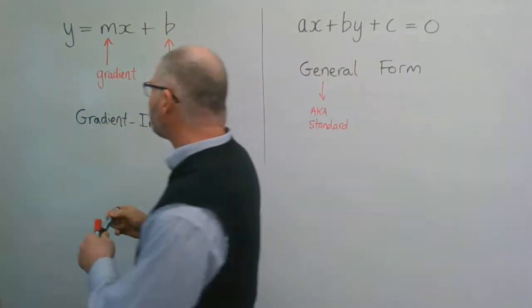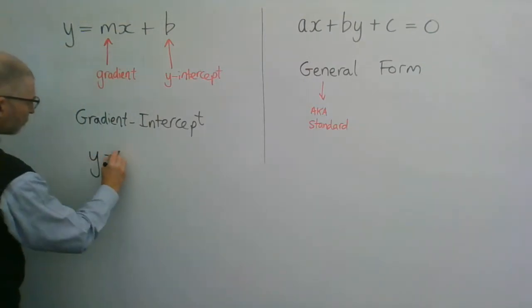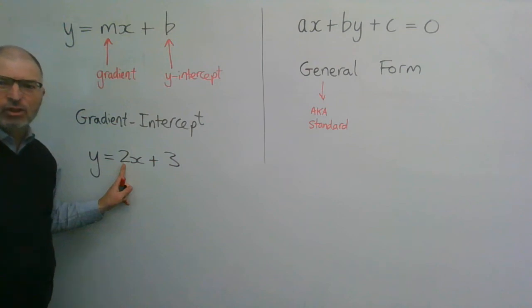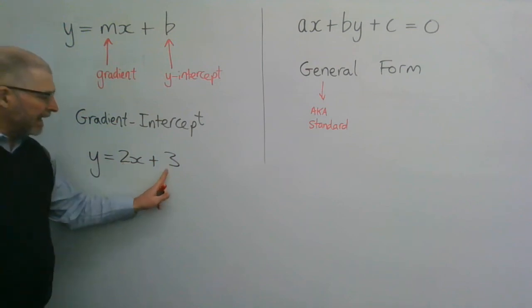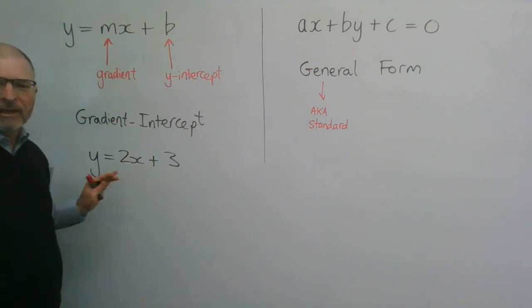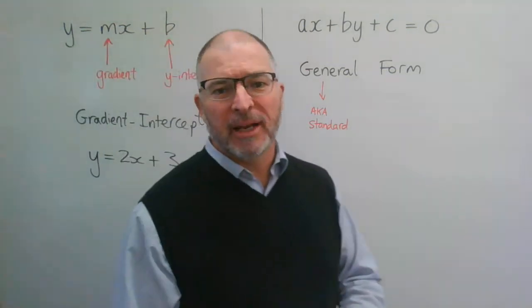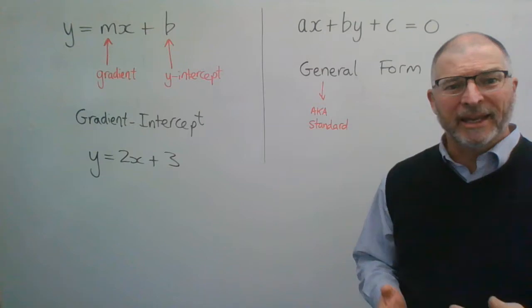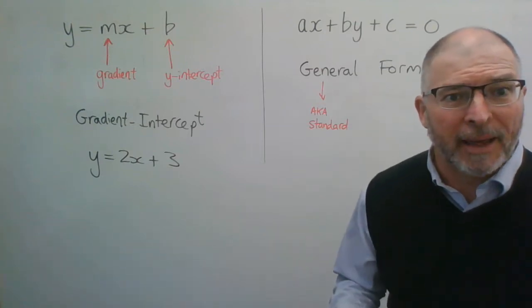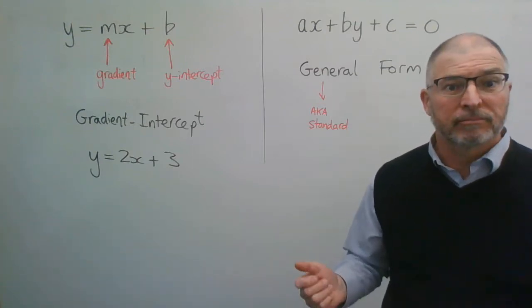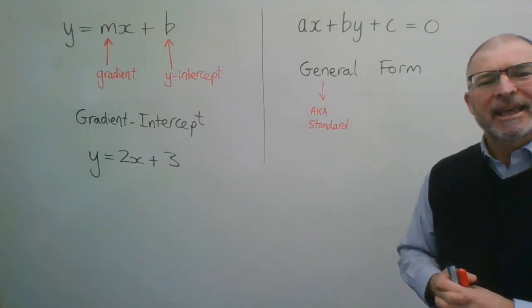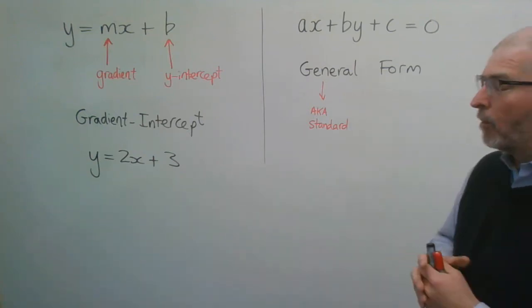For example, if you have y equals 2x plus 3, the gradient is 2, and it cuts through the y-axis at 3. So it's nice to have lines written in that form because you can straight away read off what the gradient and y-intercept are, and that tells you a lot about the line and also helps you sketch it. But sometimes we need to write lines in general form or standard form.